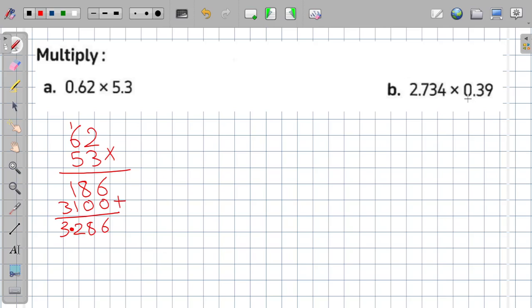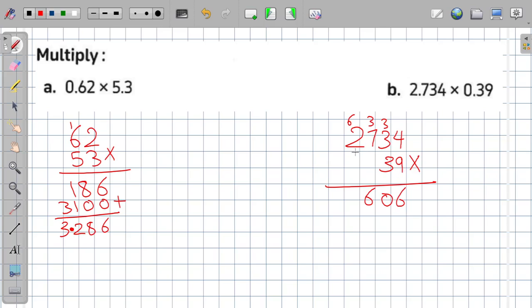2.734 by 0.39. Okay, so I will ignore the decimal points right here. So I have 2.734 by 39. So I will multiply first by 9. 9 by 4 equals 36. So I will write 6 and carry up 3. 9 by 3 equals 27. 27 plus 3 equals 30. So I have 0 and carry up 3. 9 by 7 equals 63 plus 3 equals 66. So I have 6 and carry up 6.